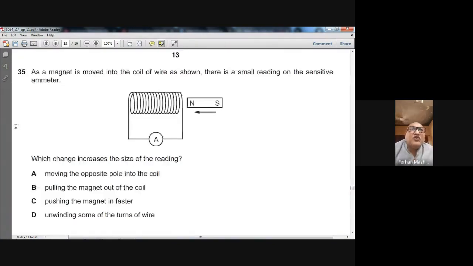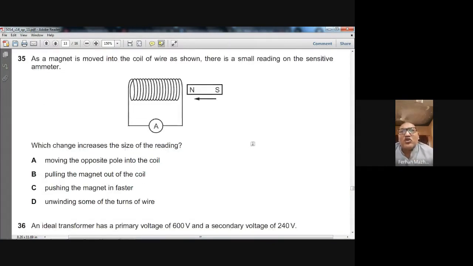A magnet is moved into the coil of wire as shown. There is a small reading on the sensitive ammeter. Which change increases the size of the reading? The size of the reading on the ammeter can be increased if you use a stronger magnet, increase the turns of the coil per unit length, or move the magnet faster.